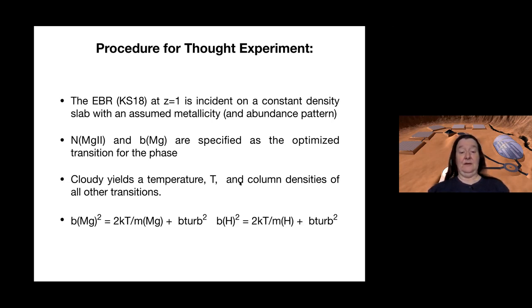Then run a Cloudy model, and Cloudy will provide a temperature and column densities for all of the other species. And then that temperature, and this is an important point, can be used to figure out from the magnesium profile what the turbulent b parameter is for that cloud. Once that is known, that turbulent b parameter can be used along with the mass of any chemical element, in this case hydrogen, to figure out what the b parameter is of hydrogen.